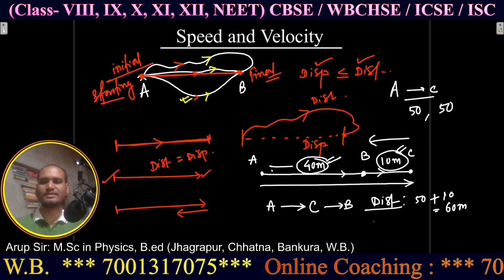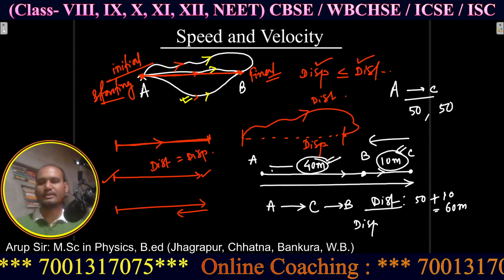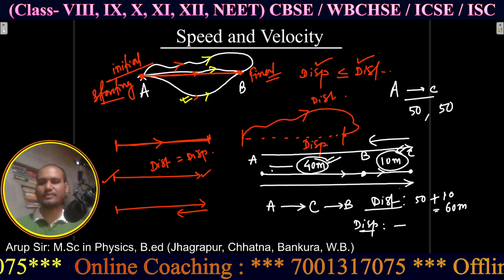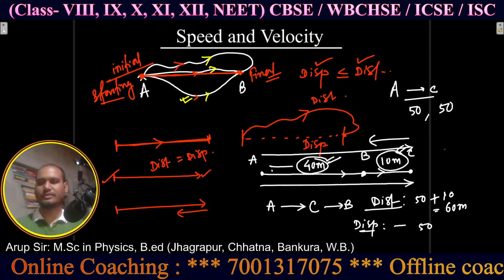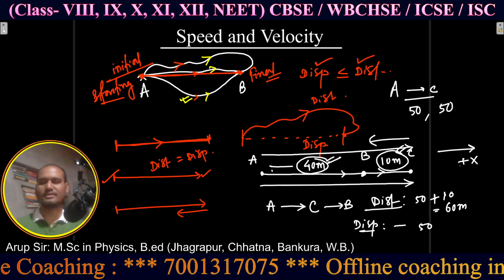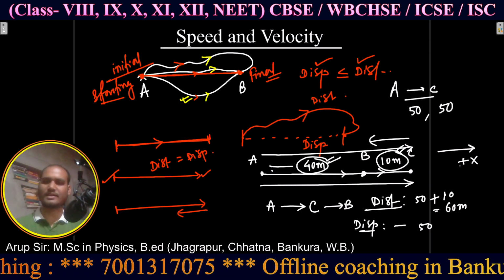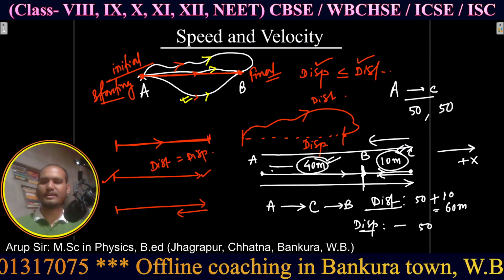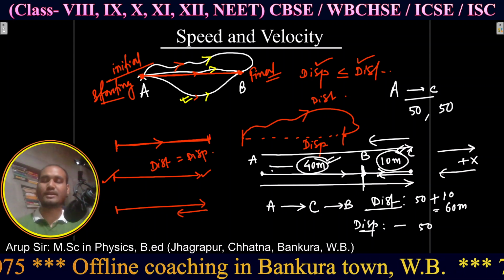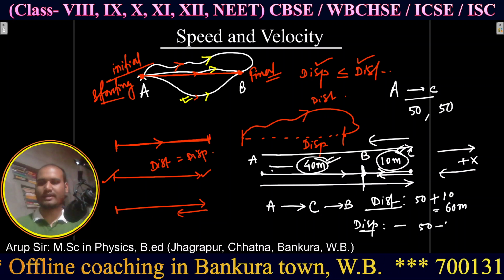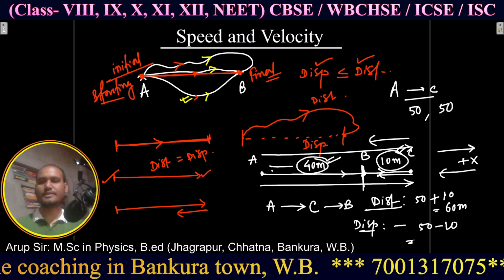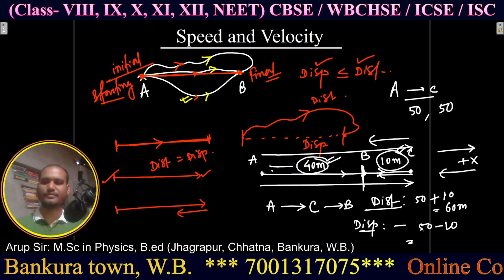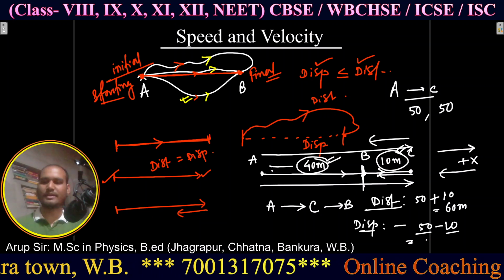Now how much will its displacement be? Displacement will be simple. Displacement means total distance, that is 50, along positive, if you take this as positive x, then positive x direction it is moving, plus 50. And it is returning to B again. It is returning means what is happening? Now it is moving along negative x direction. So minus 10, because displacement depends on direction. Okay, displacement is a vector quantity. So 50 and minus 10 is 40 meter.